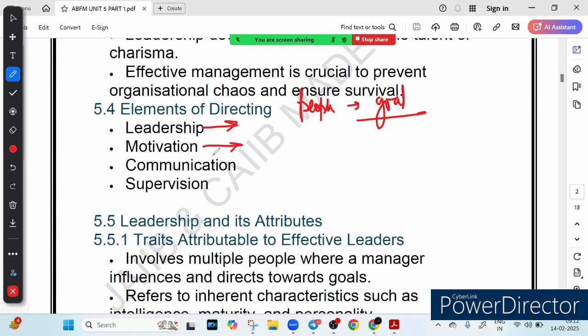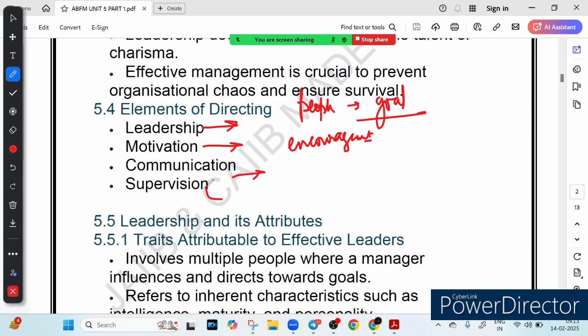Then we have motivation. Motivation means what? People don't just work for salary, they need encouragement, right? A motivated employee is a productive employee. The third element is communication. If the message is not clear, the entire team gets confused. That is why proper communication is essential in management.